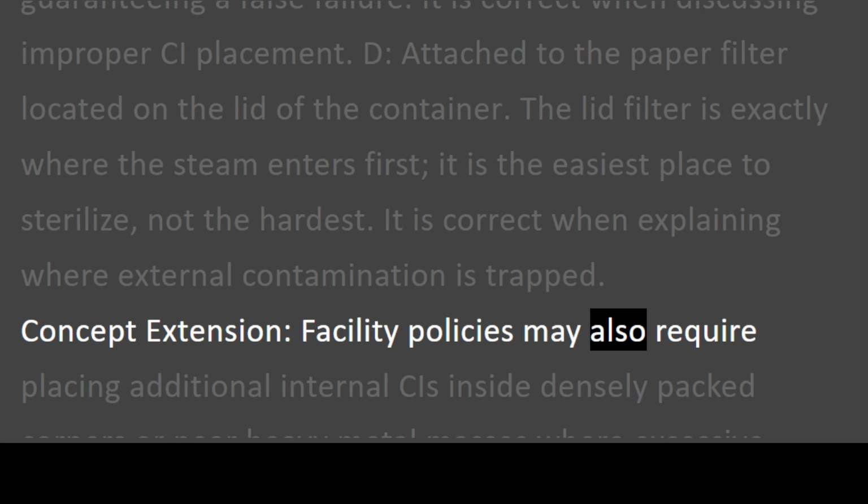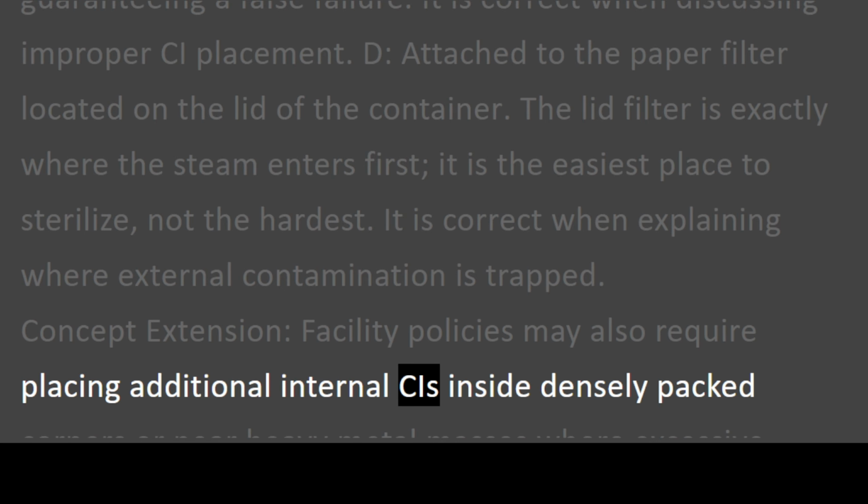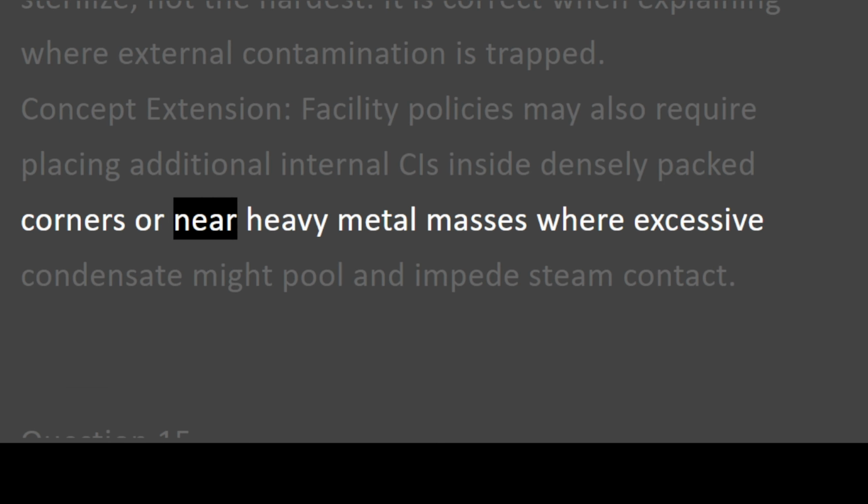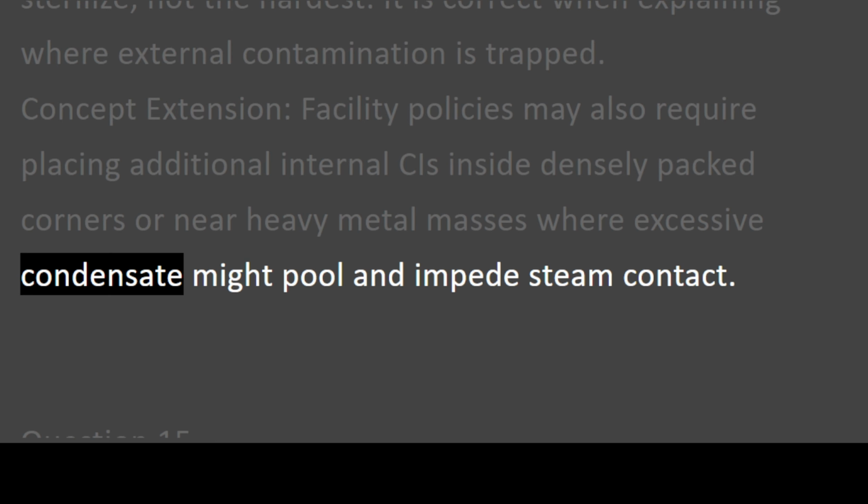Facility policies may also require placing additional internal sea ice inside densely packed corners or near heavy metal masses where excessive condensate might pool and impede steam contact.